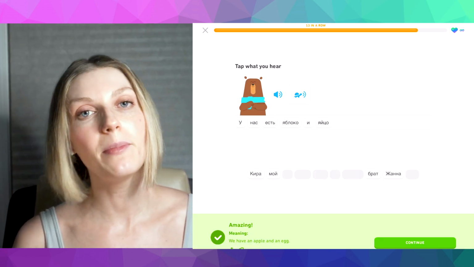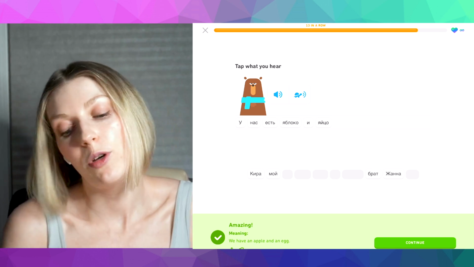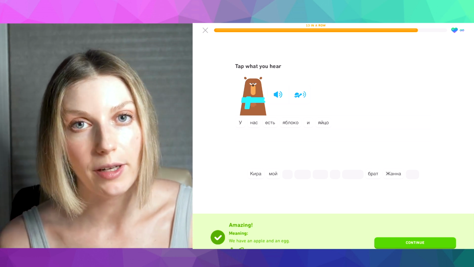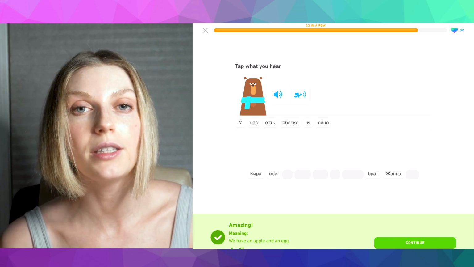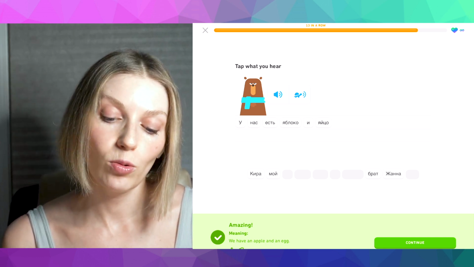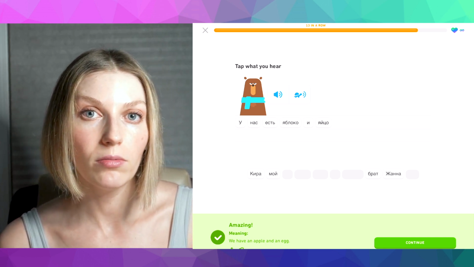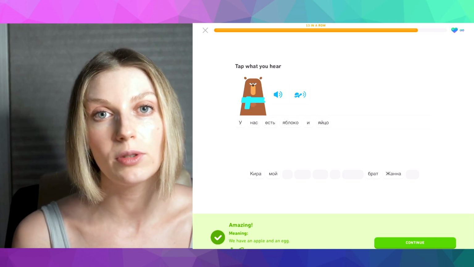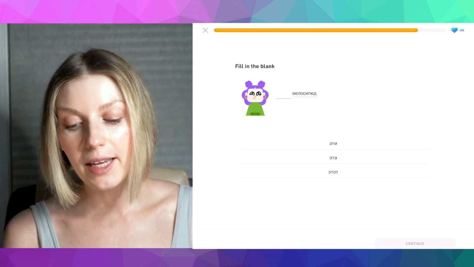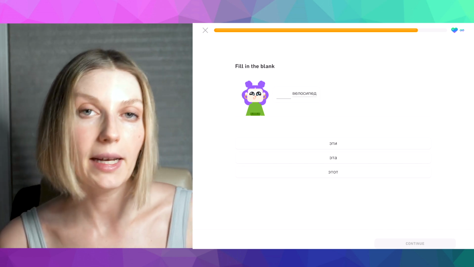We have an apple and an egg. If we want to say we don't have an apple or an egg, we will say у нас нет яблока и яйца. In this case, у нас есть яблоко и яйцо. But if we want to say something that we don't have, instead of у нас есть, we're saying у нас нет. Blank велосипед, blank bicycle.